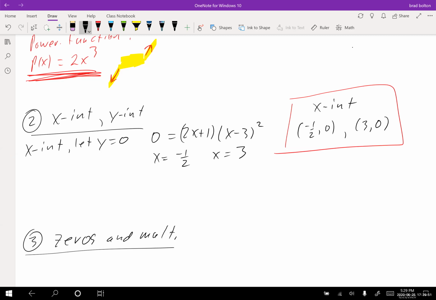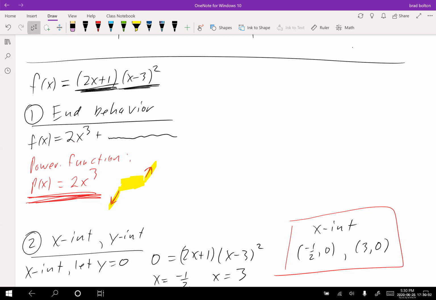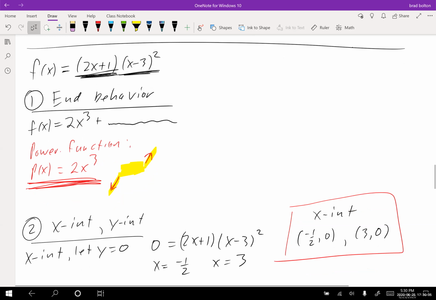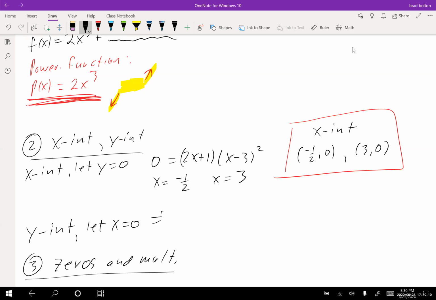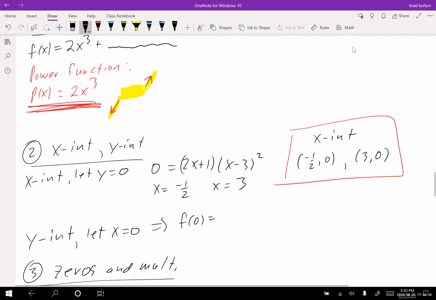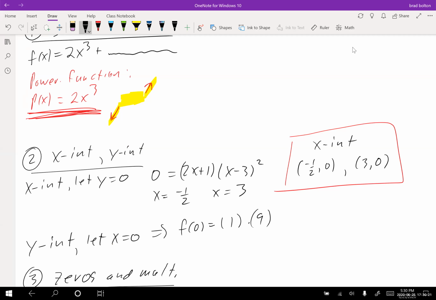Okay, now we'll come over here, and for our y-intercepts, let x equals 0. So when I come up here to this function, I'm going to put a 0 in for x, and I'm going to put a 0 in for the other x, and I should have -3 times -3. So I'm going to say that we have f of 0 equals 1 times 9, right? Because -3 squared is 9. So we should get 9. So then that means our intercept is 0, comma 9. That's our y-intercept.